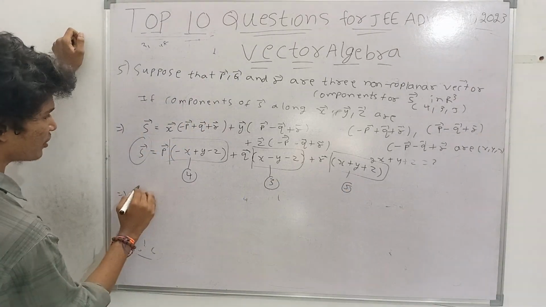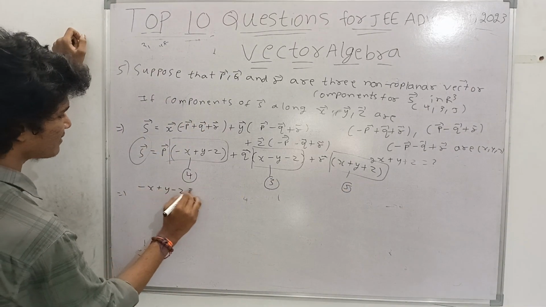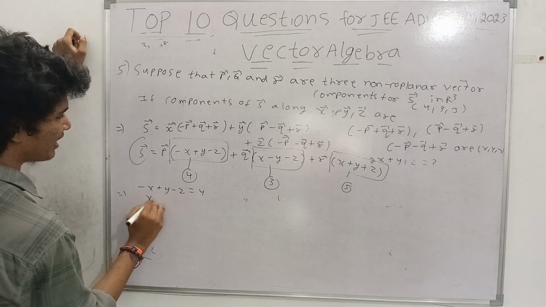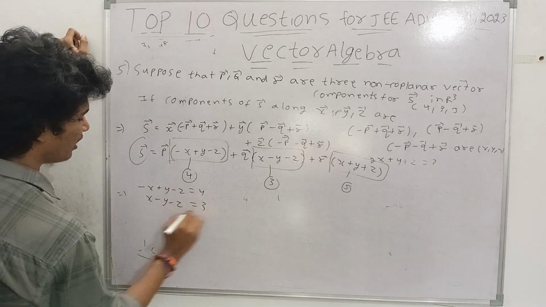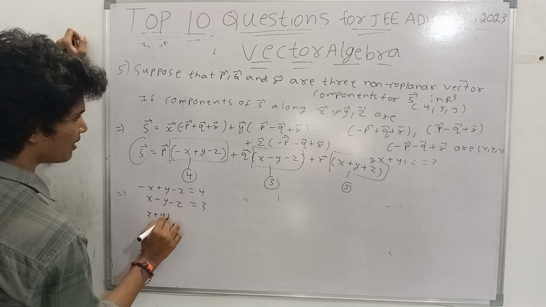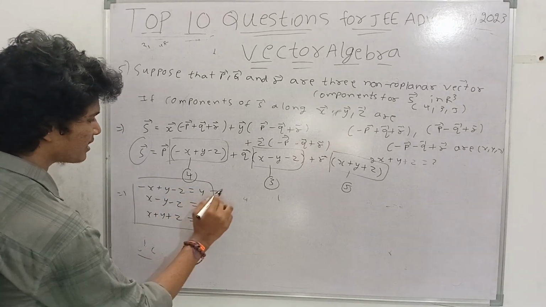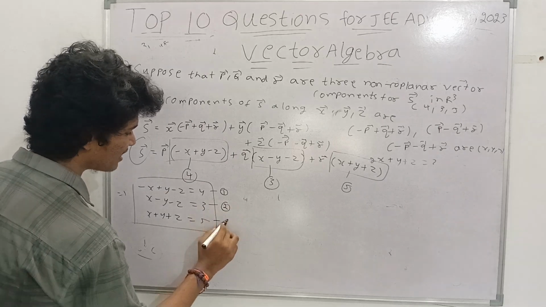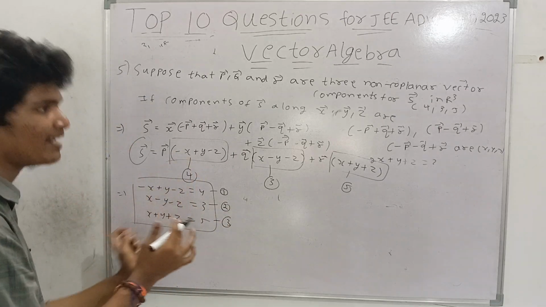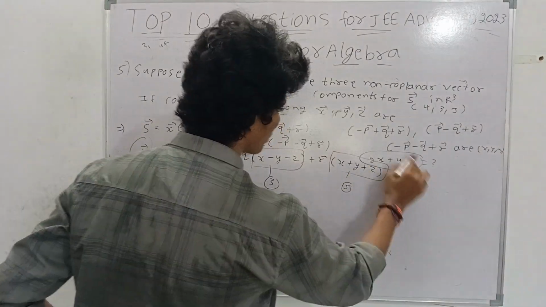Simply I can write the first equation: minus x plus y minus z equal to 4. This is the first equation. Second equation is x minus y minus z equal to 3. Third equation, x plus y plus z equal to 5. Now I have to solve these three equations. This is equation 1, this is equation 2, this is equation 3, and I have to find the values of x, y, z, and simply substitute in this expression.